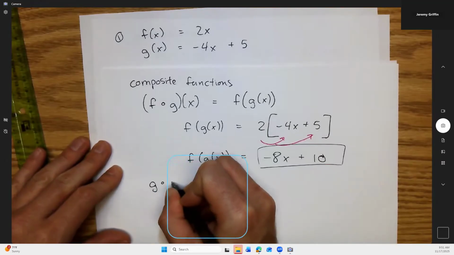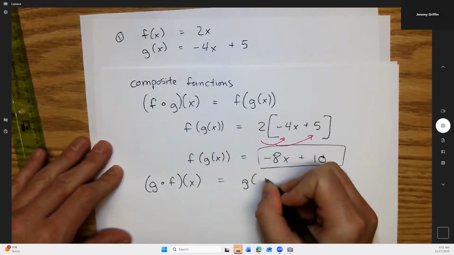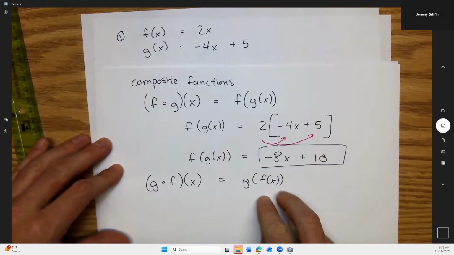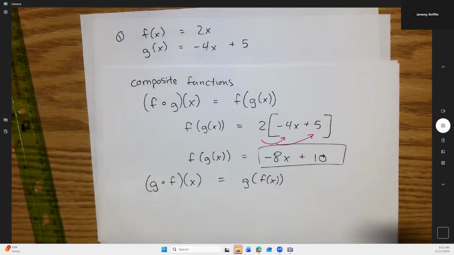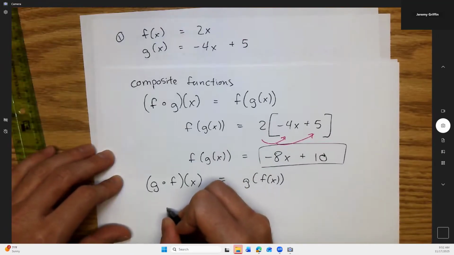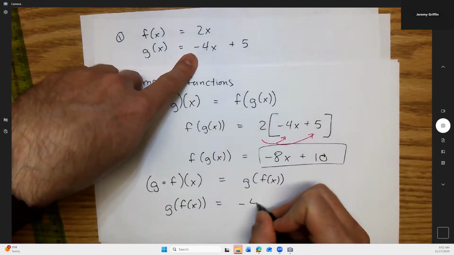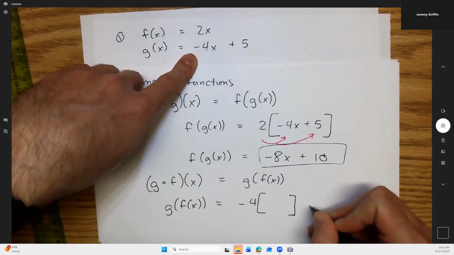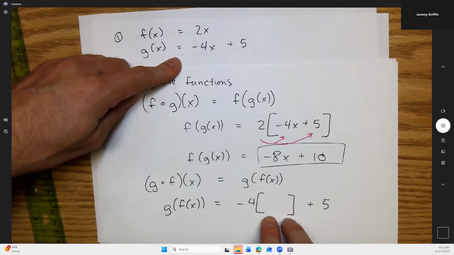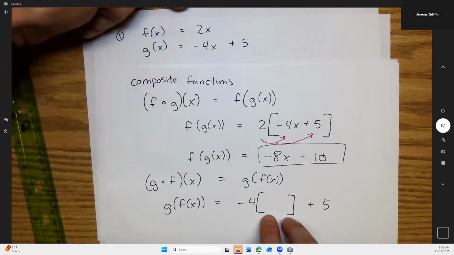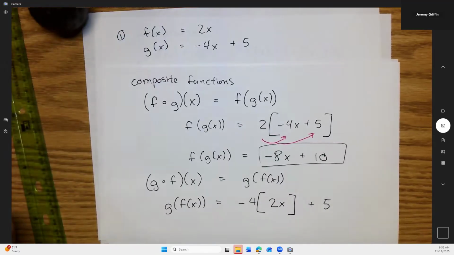Or you could go the other way. What if you had g of f of x? Well, now I'm just going to do the opposite. I'm going to take f of x and substitute that in everywhere I see an x for g of x. So g of f of x goes, well, g of anything is negative 4 times that thing plus 5. That's the model for g of x. And in brackets, where you normally put in x, instead I'm going to put the entire function f of x, which is a pretty simple function, just 2x. So that's where that would go.